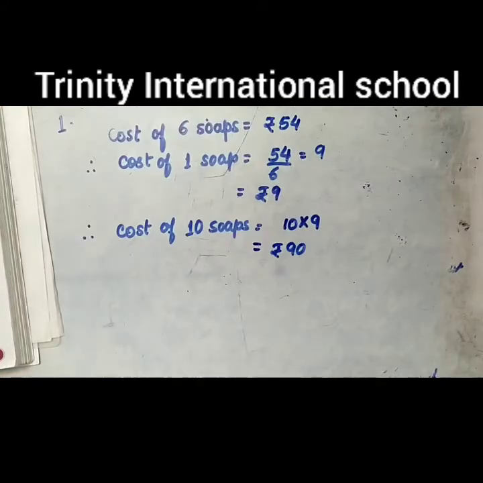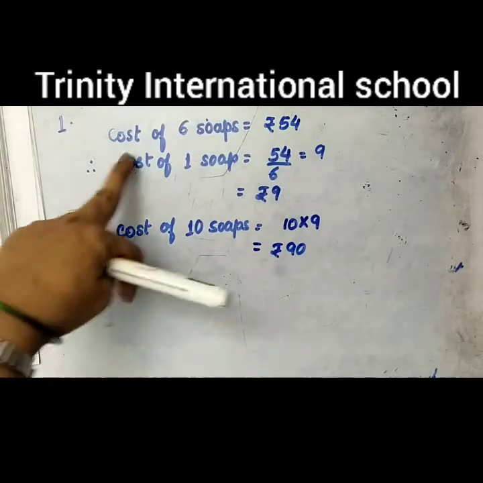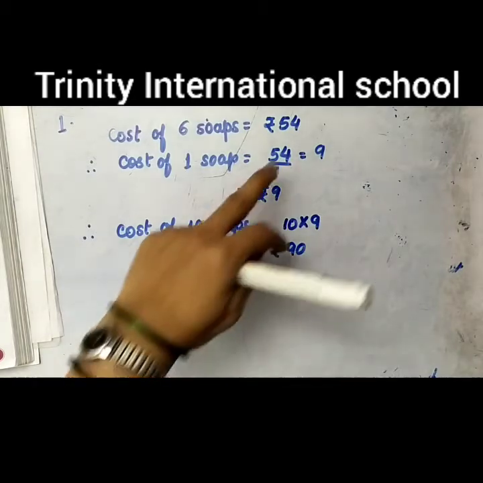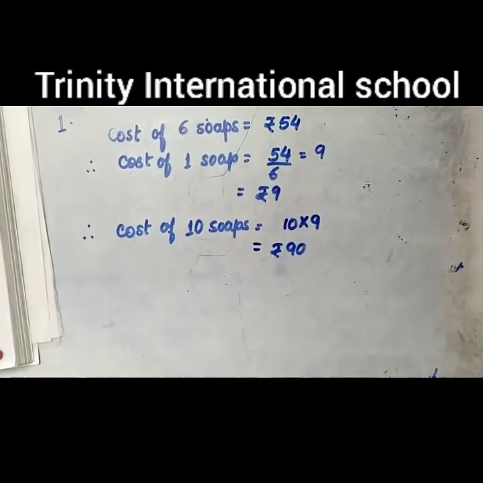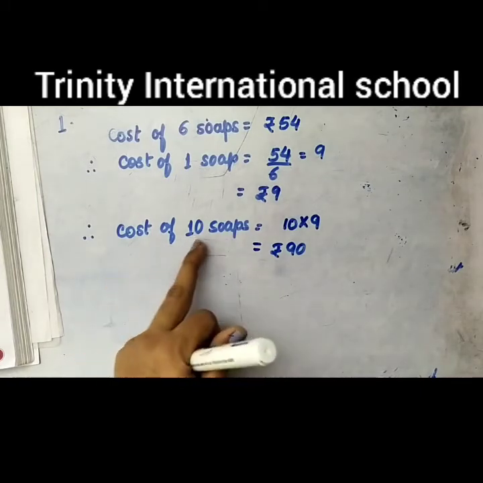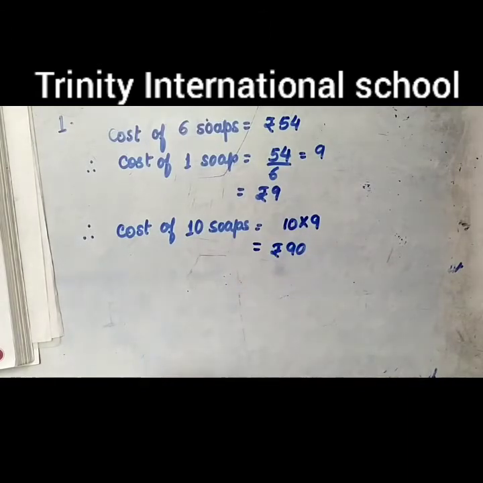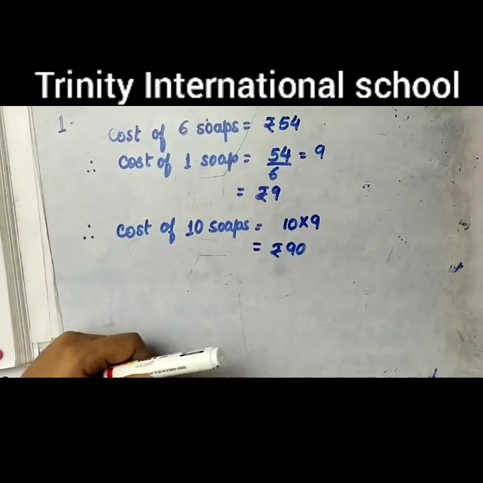So see students, I have written the statement. Cost of 6 soaps is equal to rupees 54. Cost of 1 soap will be 54 divided by 6, that is giving you rupees 9. So each soap is costing you rupees 9. Now cost of 10 soaps will be 10 into 9. So that is giving you rupees 90. So this is how you need to go for your unitary method.